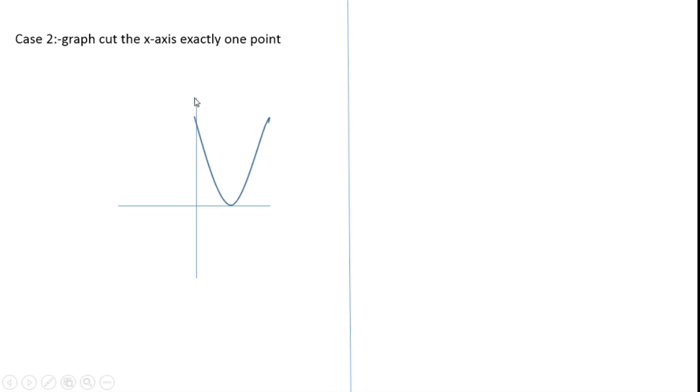The next, case 2: the graph cuts the x-axis at exactly 1 point. See the graph. This is the x and y axis, and this is the parabola. See here, this point A, where it intersects the x-axis. Actually, the 2 points coincide, so we consider this as 1. In this case, there is only 1 zero for this quadratic polynomial ax square plus bx plus c.